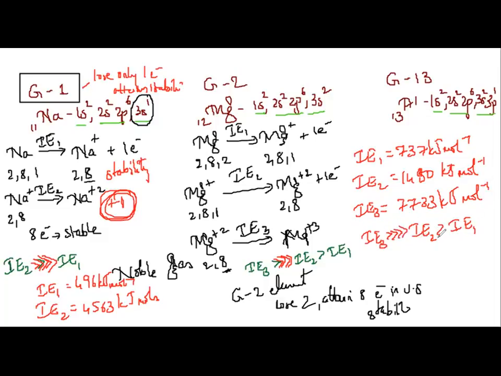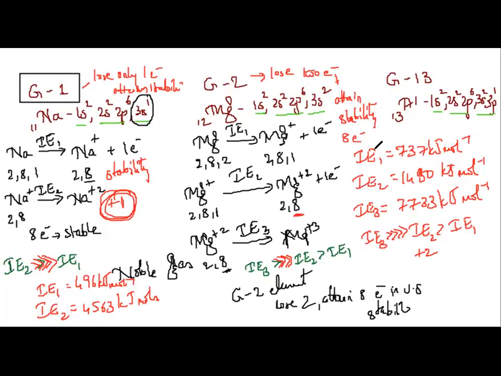That means the given element can form only a bipositive cation. Therefore, group 2 elements have the tendency to lose only 2 electrons. All the elements of group 2, whether it is beryllium, magnesium, calcium, barium, strontium, have the tendency to lose 2 electrons only, because once they lose 2 electrons, they attain high stability. They attain high stability because they will have 8 electrons in their outermost shell.